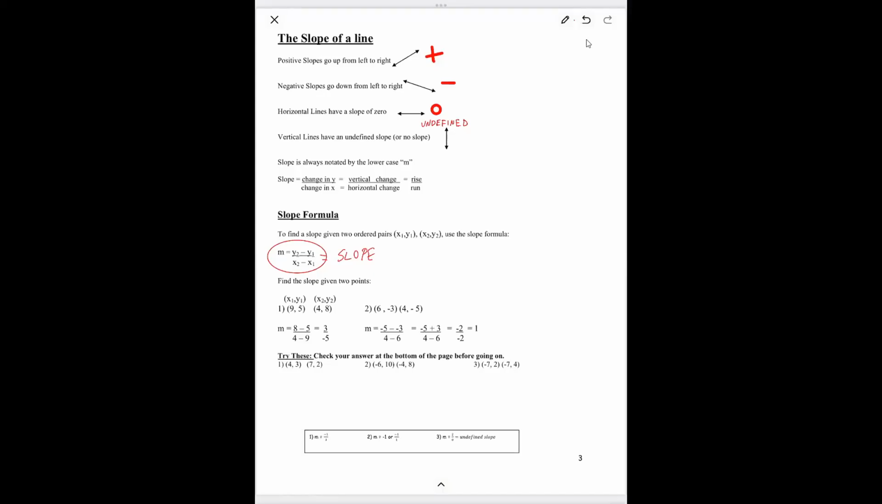H again. I am going to do a quick video on how to find the slope when they give you 2 points using the slope formula. So this is page 3 from the packet. So I'm going to start here.